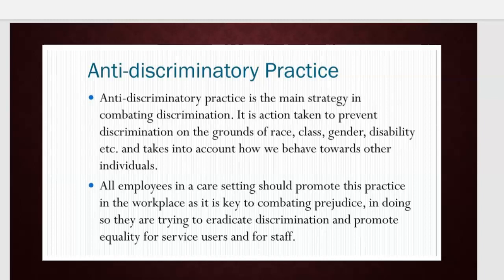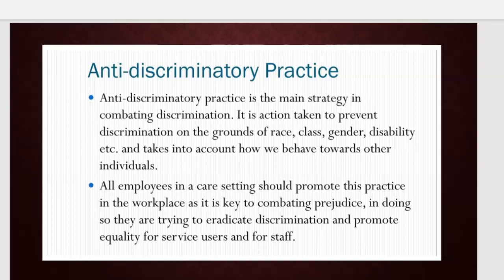So it takes into account how we behave towards other individuals as well as other groups, but it focuses a lot on how an individual experiences being discriminated against because of membership in a particular social group. So basically this looks at workplaces as well as other types of settings where people may feel they're not being treated fairly. So all employees in our agencies should promote the practice in the workplace.